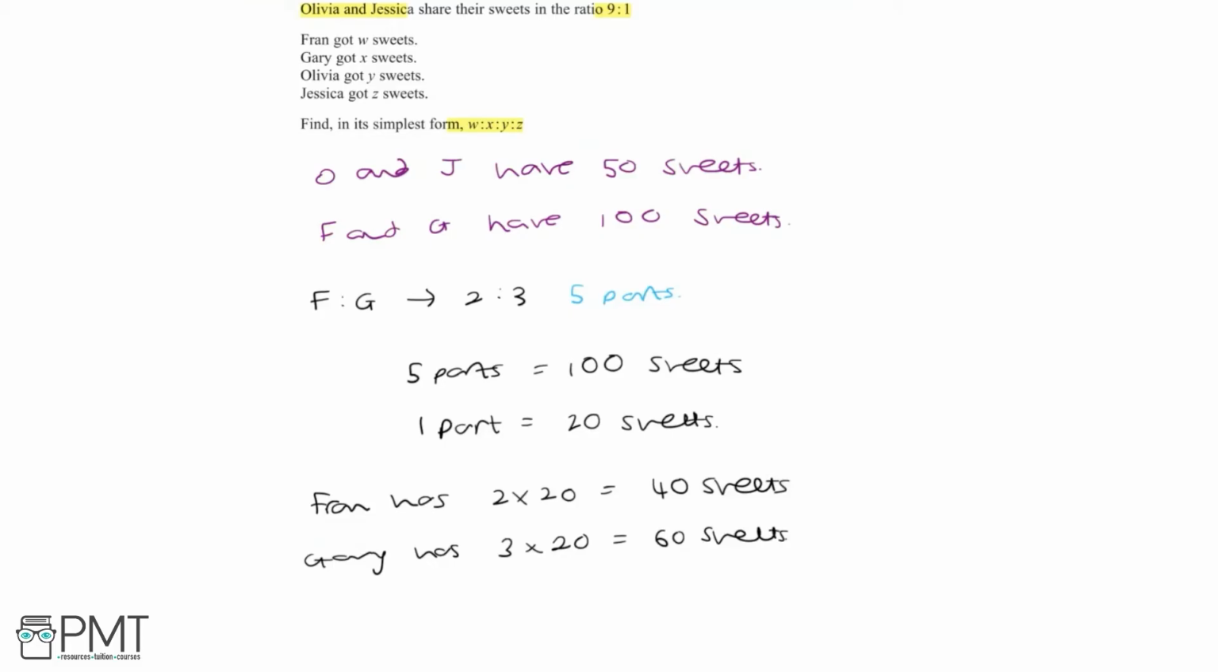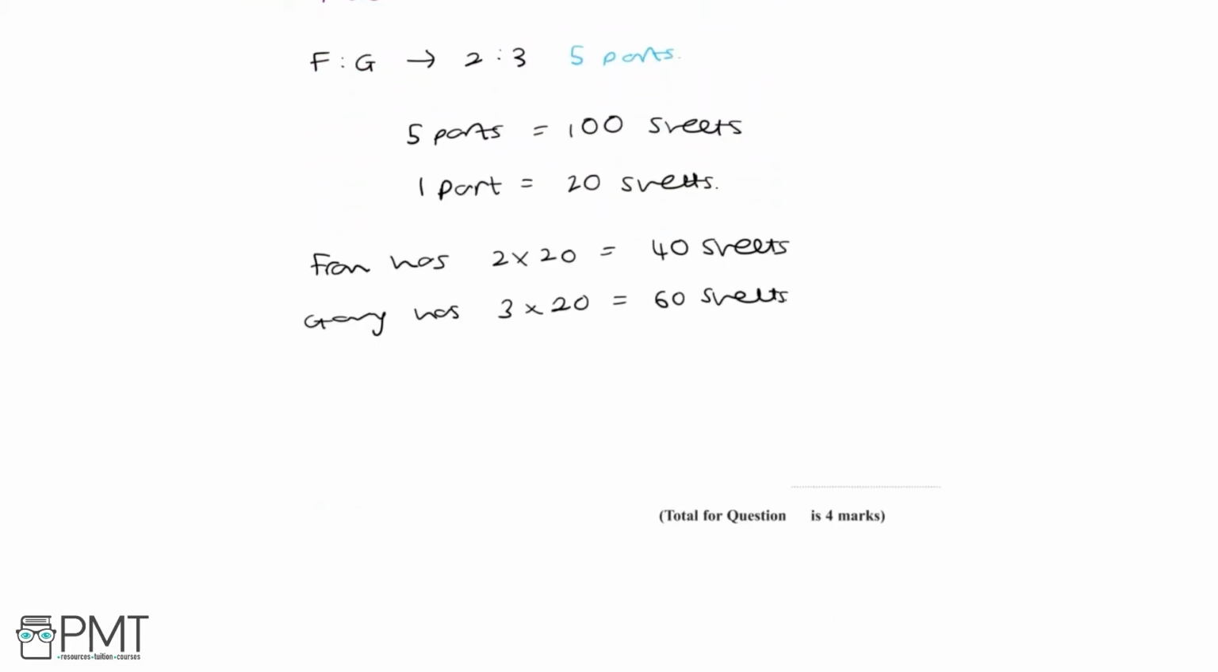We can do the exact same thing for Olivia and Jessica. Olivia and Jessica share their sweets in the ratio 9 to 1. We know that this corresponds to a total of 9 plus 1, which is equal to 10 parts. Now Olivia and Jessica have 50 sweets in total, and so these 10 parts correspond to 50 sweets. We can find the value of 1 part by dividing both sides by 10, and so 50 divided by 10 is equal to 5. 1 part represents 5 sweets.